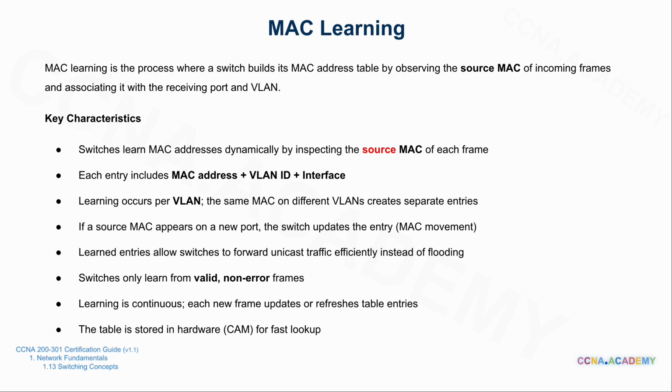Once the switch knows where devices are, it doesn't need to flood traffic anymore. It can forward frames directly. This dynamic learning process keeps switching fast and accurate.